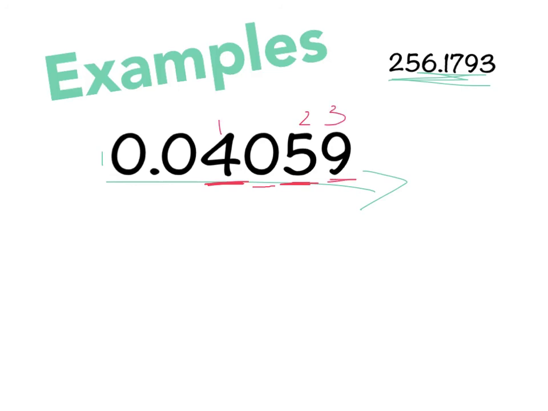So if this question was asking me to round to 1 significant figure, I look to the critical digit. It's less than 5, so my answer is 400. And that's it, guys. That is rounding with decimals and significant figures.